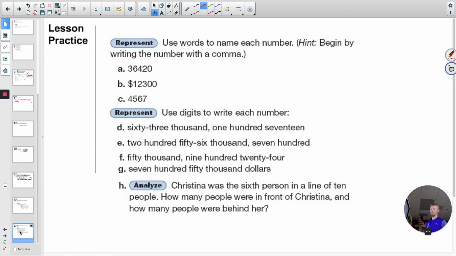All right, here's your lesson practice. Go ahead and complete this as you prepare yourselves for tomorrow's math class. If you have any questions, you can ask me at that time.